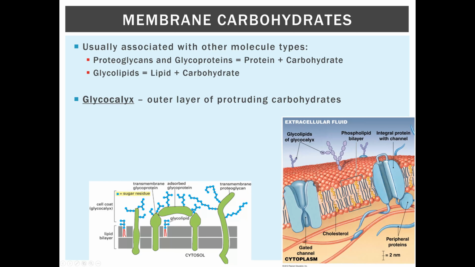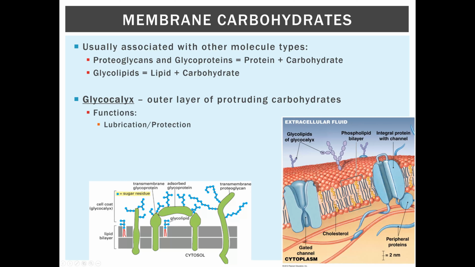And here is another image. The carbohydrates or sugars are represented by the little blue hexagons in this picture. You can see the lipid bilayer in gray. You can see some transmembrane proteins, some integral proteins here. There's a peripheral protein. And then you can see that all of the sugar molecules together on the outside of the cell make up the glycocalyx, sometimes also called the cell coat or the coating of the cell.